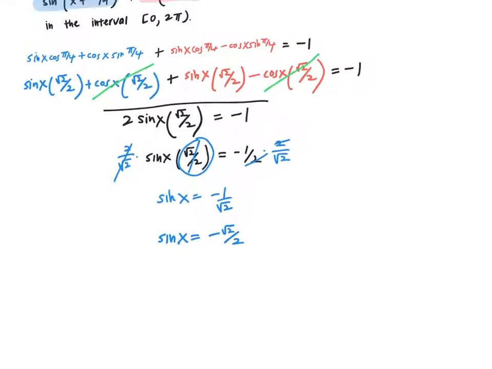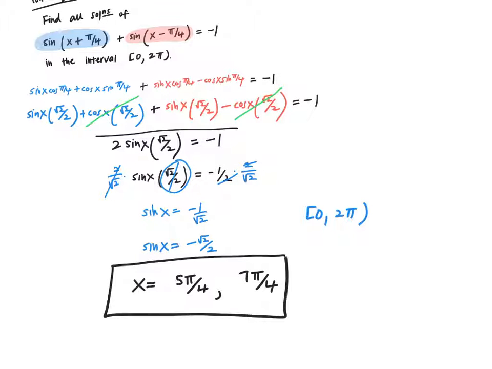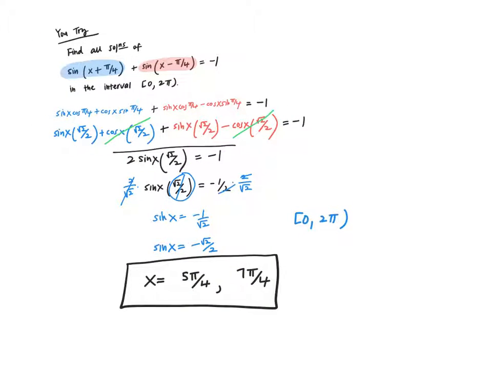Remember, your original question asked you to find all the values of x between 0 and 2 pi. So you're looking in the unit circle from 0 to 360 or 0 to 2 pi, all 4 quadrants. Ask yourself, where does your y value, because it's a sine, equal negative root 2 over 2 from 0 to 2 pi? That happens in the bottom 2 quadrants, at 5 pi over 4 and 7 pi over 4. So that is your final answer. The two values of x that would make this statement true are 5 pi over 4 and 7 pi over 4.